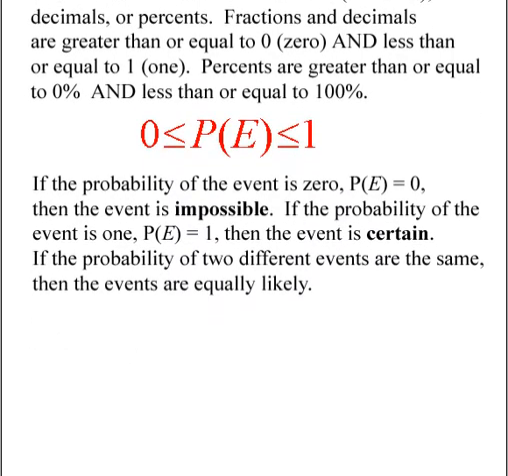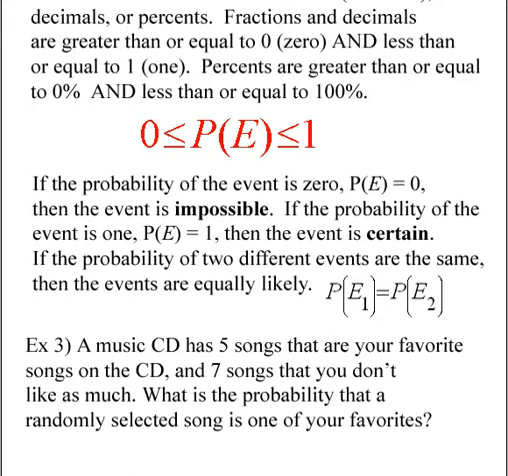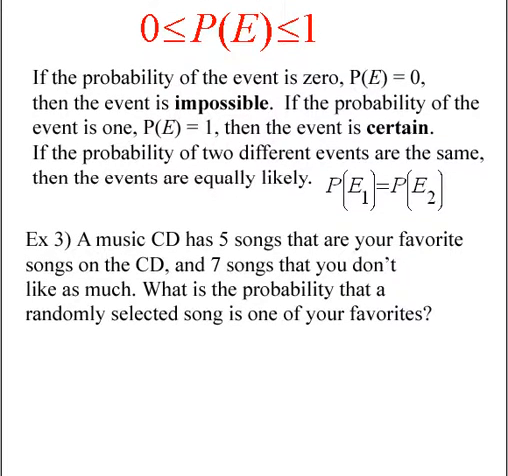And again, if they're equally likely, we say the probability of one event is equal to the probability of the other event. All right, let's look at another example. I know this one's a little bit older. You're probably not listening to music on CDs, but on some kind of portable player.